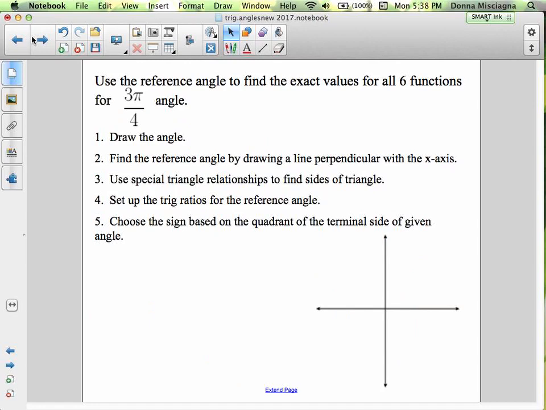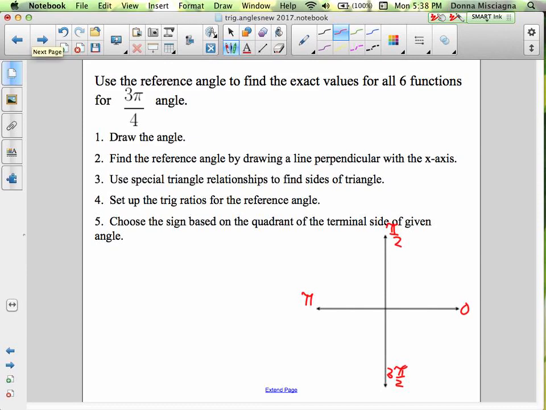All right, so now let's go to 3 pi fourths. We have 0, we have pi halves, and then we have pi and 3 pi halves. 3 pi fourths is smaller than pi. It's larger than pi halves, because pi halves would be the same as 2 pi fourths, and pi would be the same as 4 pi fourths. So I hope you see that this is right smack in the middle. Of course, remember when we draw the side of the triangle, it's got to be perpendicular to the x-axis, so that's going to go right there.